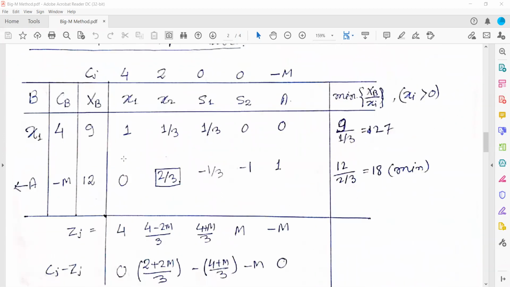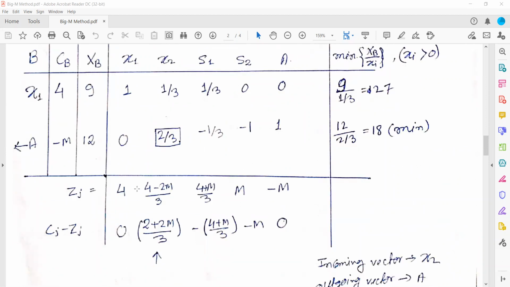Now you have got row 1 and row 2. Then next, you need to calculate ZJ. ZJ is what? Same concept again. This CB into this XI. So 9 into 1 is 9. Sorry, this CB: 4 into 1 is 4, minus M into 0 is 0. So that is your 4.